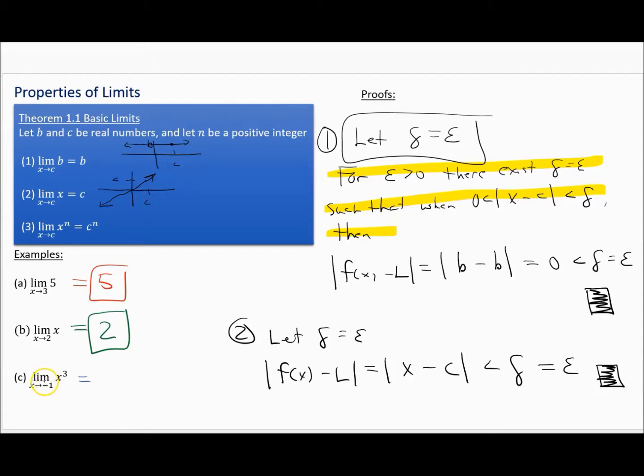If we're taking the limit as x approaches negative 1 of x to the third, I can write this as negative 1 to the third, which equals negative 1. So you don't have to graph or get closer and closer and closer to the value. You can actually perform direct substitution on these 3 types of basic limits.